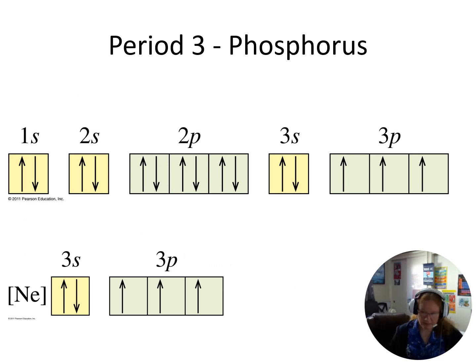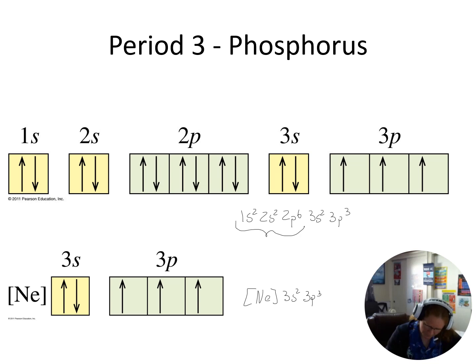So period 3, if I were to fill everything in for phosphorus, we would get 1s2, 2s2, 2p6, which again is the electron configuration for neon, 3s2, 3p3. So I can also write that shorthand. Because here, that's neon.